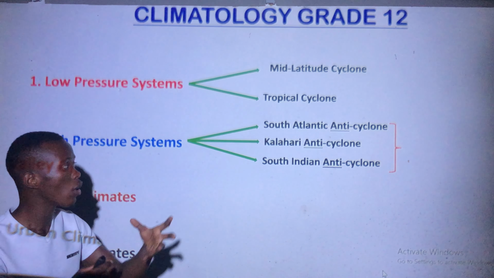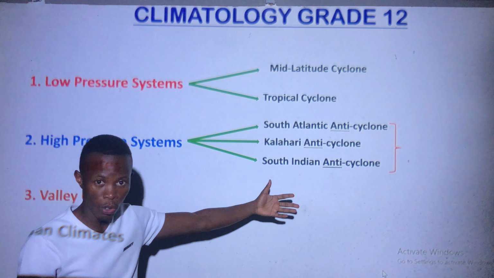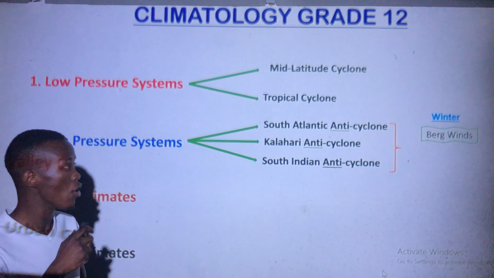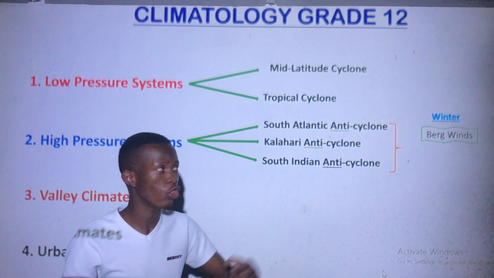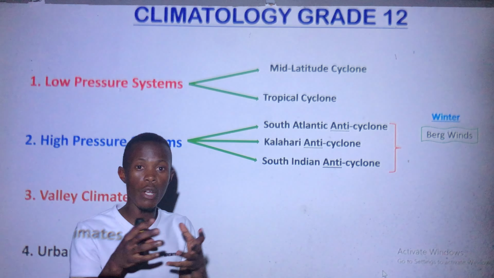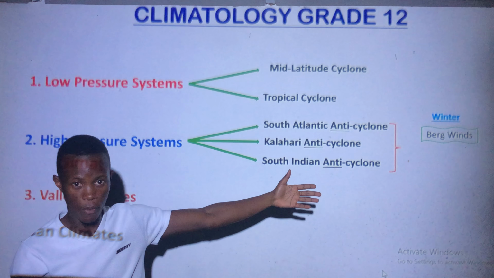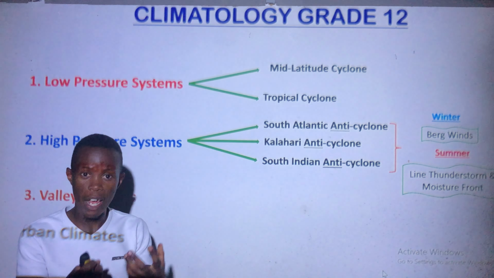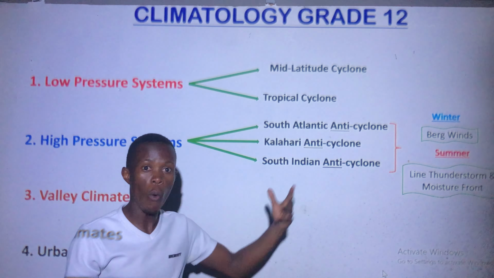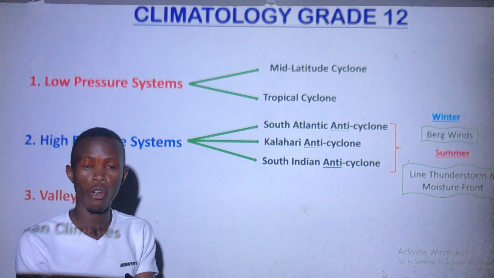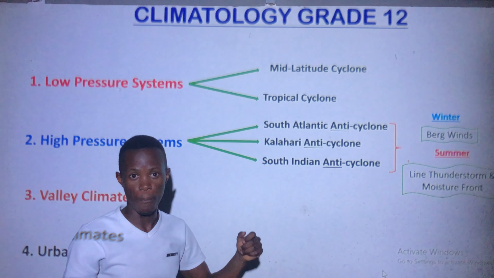So under anticyclones, first you need to know the position or location of these three anticyclones, and secondly, you need to know how they influence the weather in South Africa during winter. During winter, we have a weather phenomenon called the berg winds. Moving to summer, we have a different weather pattern. You no longer have the berg winds. Now what you have during summer is something called a line thunderstorm and a moisture front.